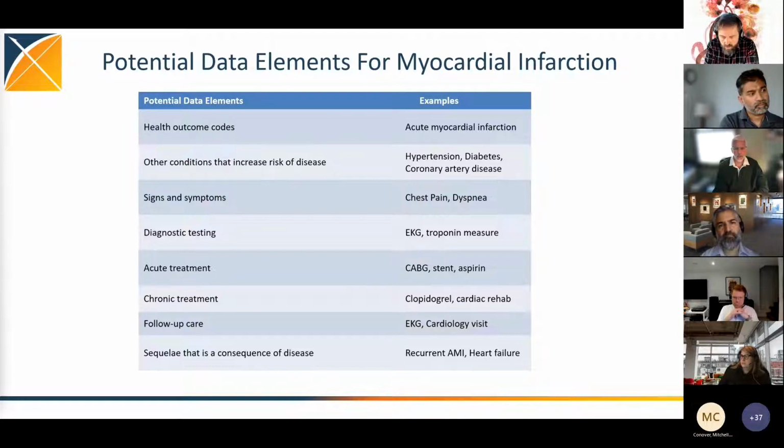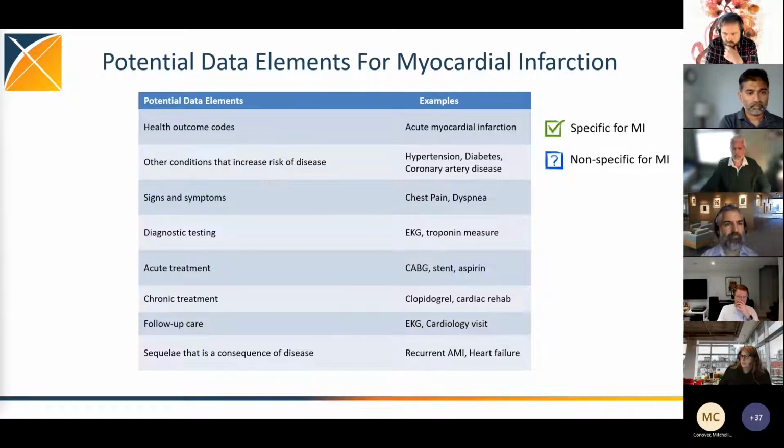You look for signs and symptoms like chest pain or dyspnea, diagnostic testing, acute treatment like CABG, or stent, chronic treatment like antiplatelets and cardiac rehabilitation, and then some follow-up care, and then some sequelae. So these are some of the potential elements that can come out of the model.